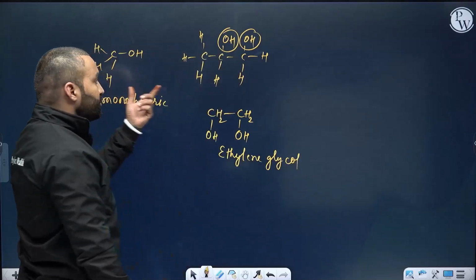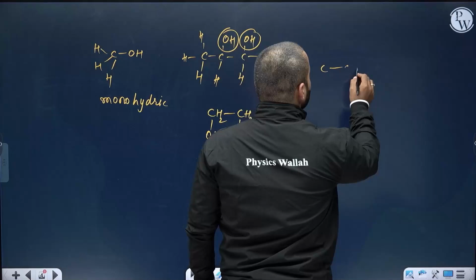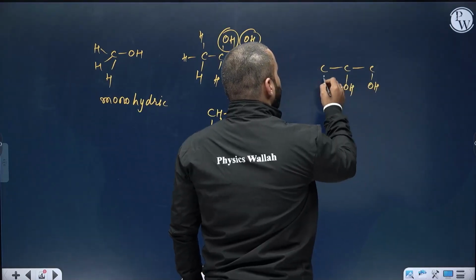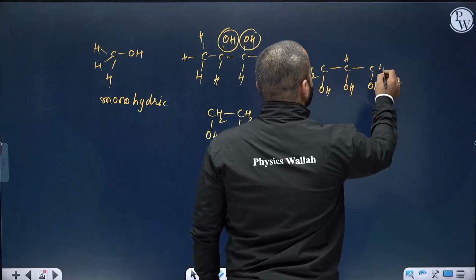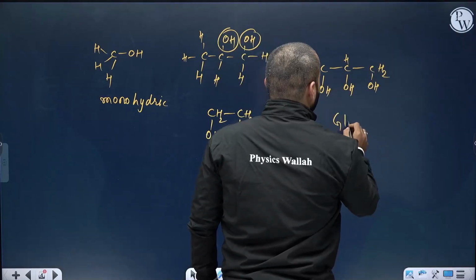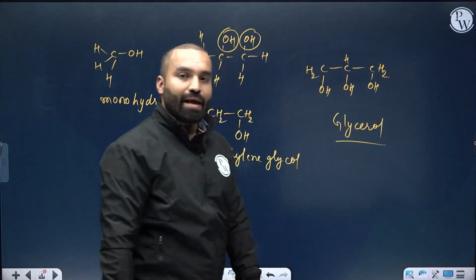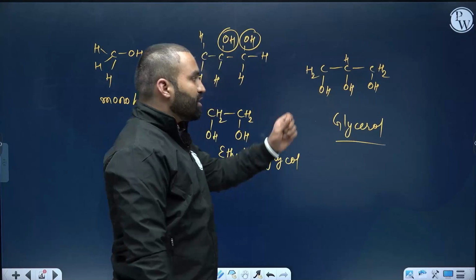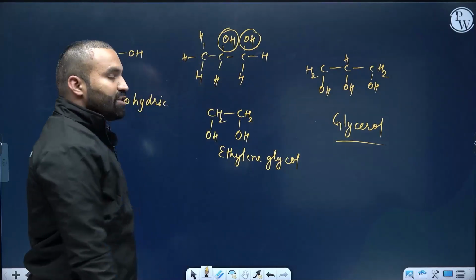Then we can have three. Suppose 1, 2, 3 carbons are attached to each other via single bonds and each carbon has at least one OH present on it. This will be known as glycerol. This is a trihydric alcohol. How many OH functional groups are there, beta? 3 are present.